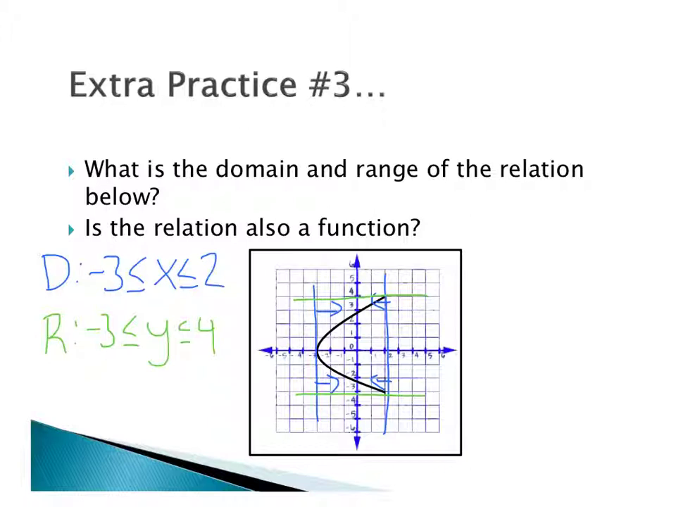Let's think here. Is this relation a function? I have to look at my vertical line test, correct? If it crosses in any spot more than once, then it's not a function. If I draw a line here, oh, it crosses twice, so it's not a function. And we're all done.